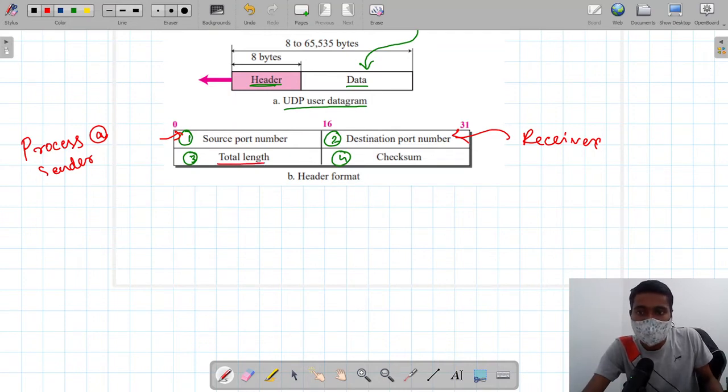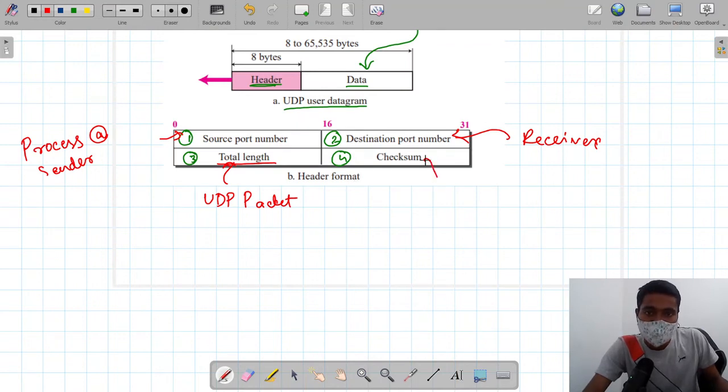Now, what is this total length? The total length is the length of the UDP packet itself, that is the UDP packet or the user datagram. We can call it a UDP packet or user datagram. Now what is this checksum? Checksum is basically used to detect any errors throughout the user datagram. We are going to study this in the next module, that is UDP services.